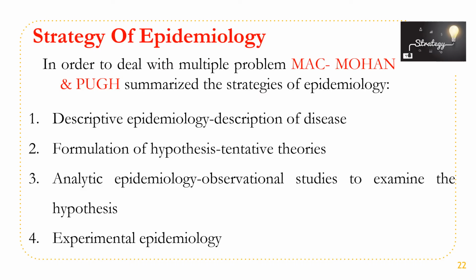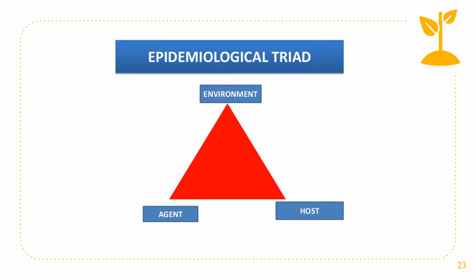Strategy of epidemiology. In order to deal with multiple problems, McMahon and Pugh summarize the strategies of epidemiology, like descriptive epidemiology, formulation of hypotheses, analytical epidemiology, then experimental epidemiology. Coming to the epidemiological triad. Here you can see three things. First is environment, then agent, then host. So epidemiological triad. Triad means three things: environment, agent, host.